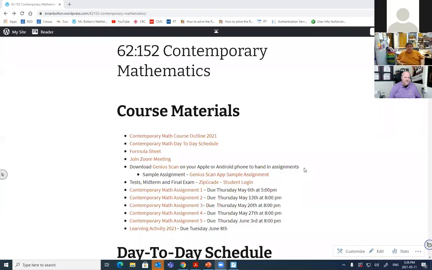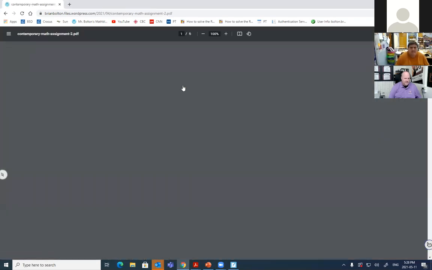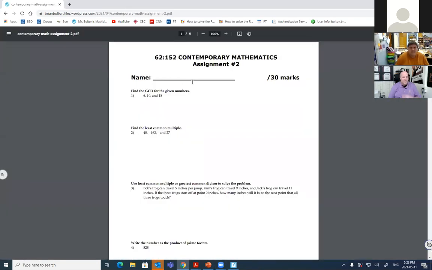Oh, yeah. Sorry. I was talking about, let me share a screen. I need this one. I don't want that one. I want to back up. Close this. This is what I want, share screen. So if you look right at the top, if you haven't printed it off yet, right? Contemporary math assignment 2, right there. So if you click on that, you can print off the assignment, right? You can do whatever you want.